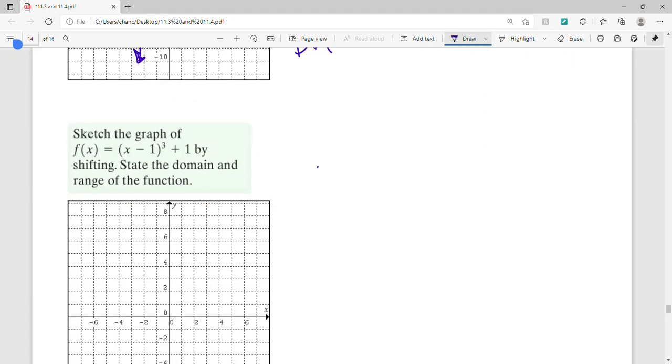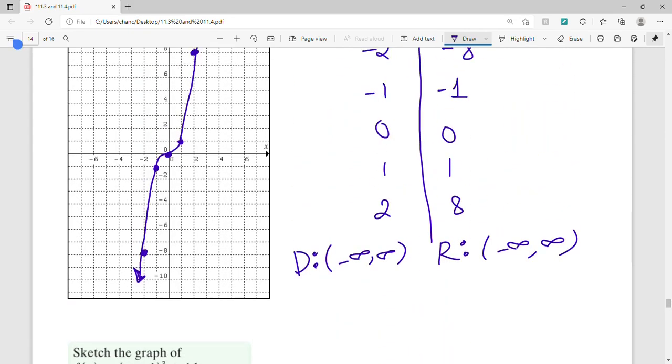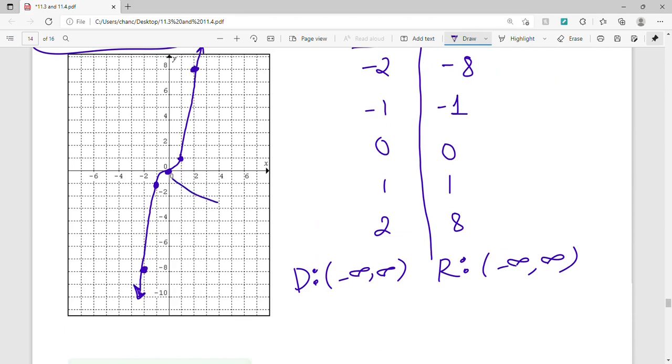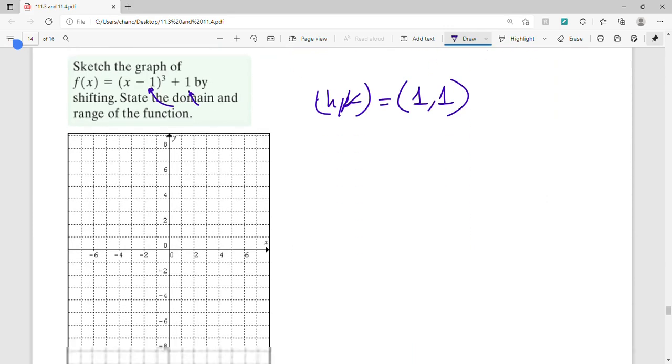Again, you have to be careful. There's an h and there's a k here. The h and k does not represent the vertex. Our hk here is 1 comma 1. It does not represent the vertex because cubic functions don't have a vertex. This is where it starts changing direction. We actually call it an inflection point. This is not a vertex or an endpoint. It's called an inflection point. So hk here represents our inflection point.